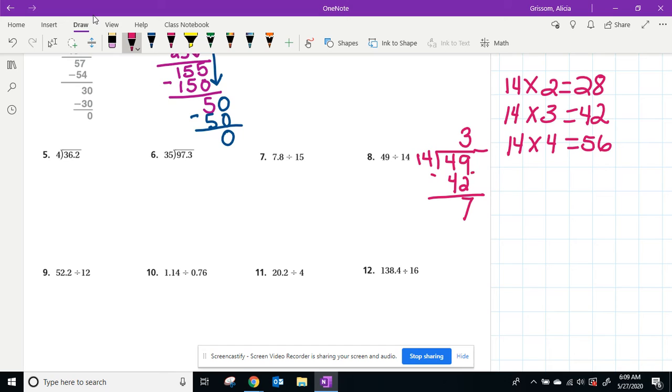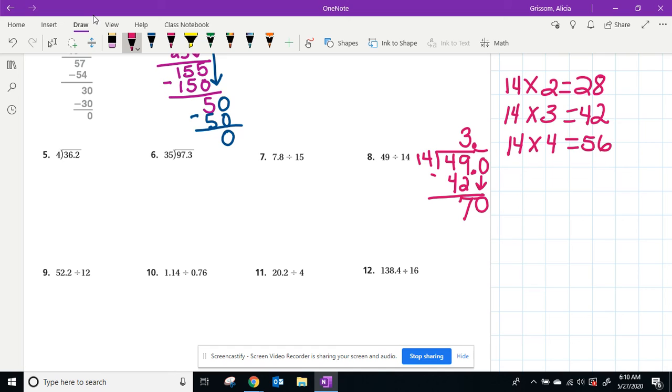We can add a decimal in the dividend. And if we add a decimal in the dividend, we add a decimal in the quotient. And then we can add a 0 after the decimal without changing the value of the dividend. So this is still 49. Now we can bring down that 7. Bring down the 0 next to the 7, and we are now dividing 70 by 14.